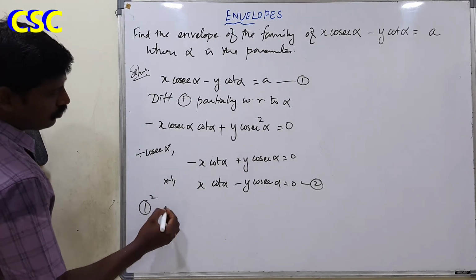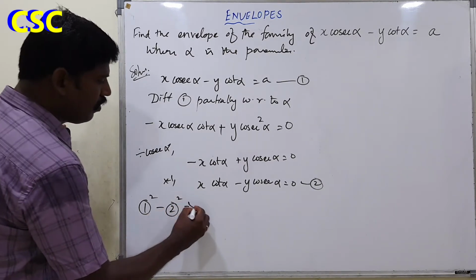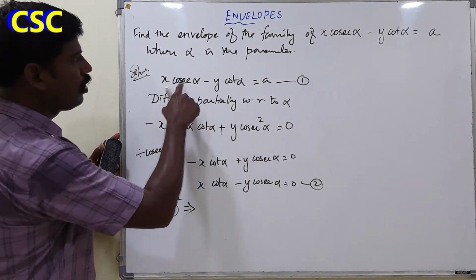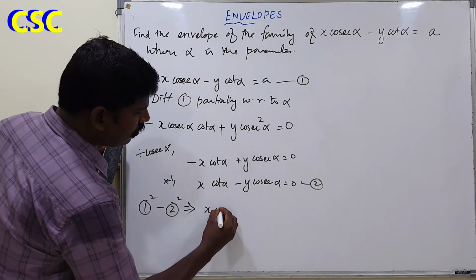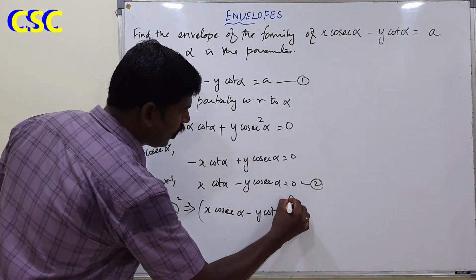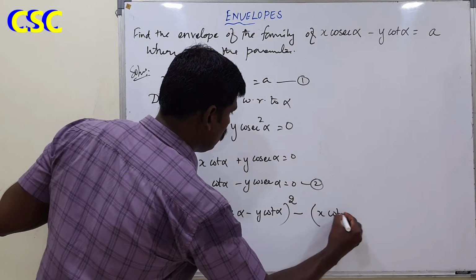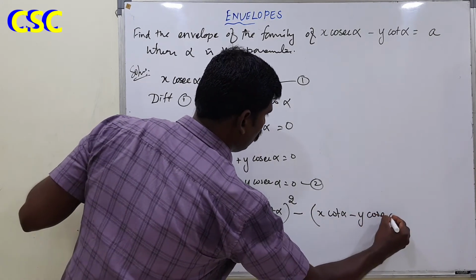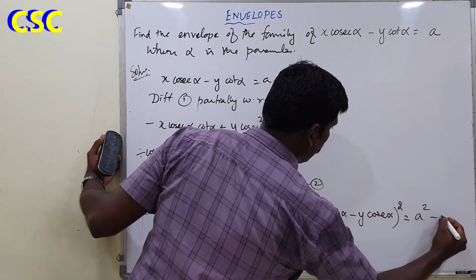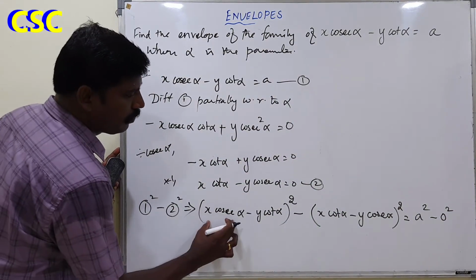Actually, I am going to find the value of 1 square minus 2 square. Why? I will tell you later. So what is the square of 1? X cosecant alpha minus y cot alpha the whole square, minus the square of 2, which is x cot alpha minus y cosecant alpha the whole square, equal to the right hand side: square of a minus square of 0. Now I expand it. What is this form? A minus b the whole square form.